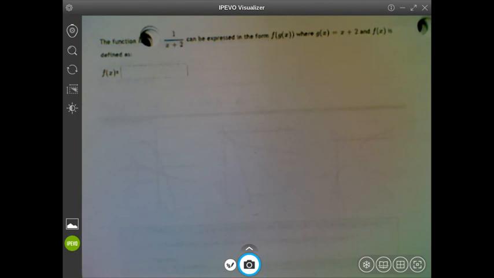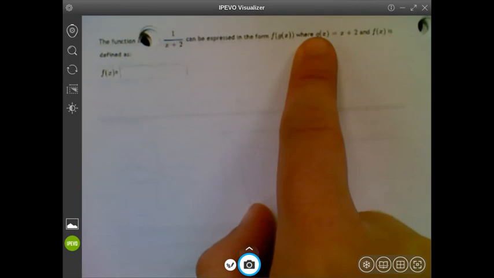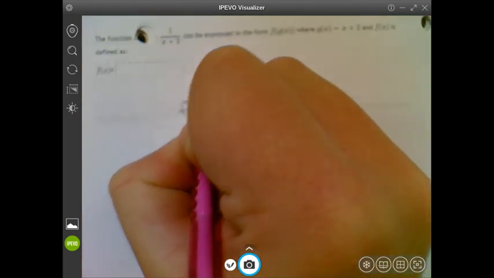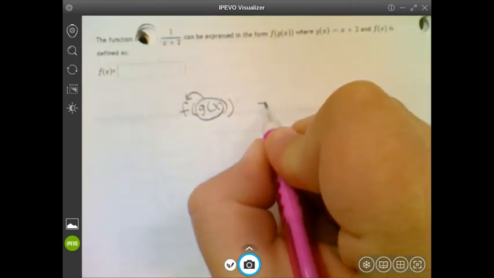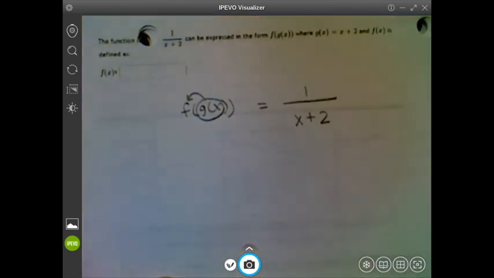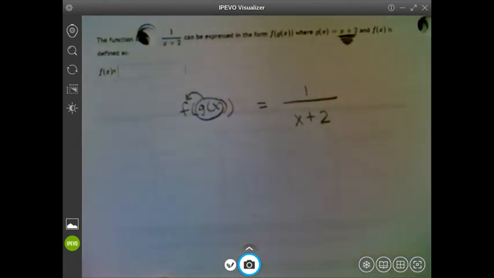So up next, it says the function h of x equals 1 over x plus 2, squared, can be expressed in the form f of g of x, where g of x is equal to x plus 2 and f of x is defined as. What they're saying is f of g of x got composed. There is a composition that happened here. So g of x got put into f of x, and when it got put into f of x, its answer is 1 over x plus 2 after the composition. So they're saying, okay, g of x is x plus 2.